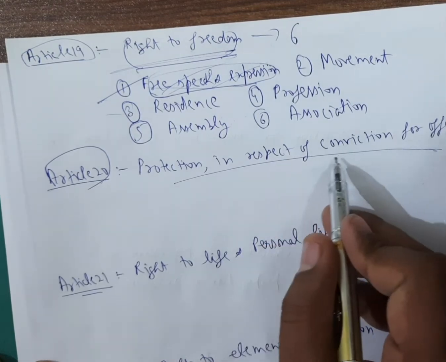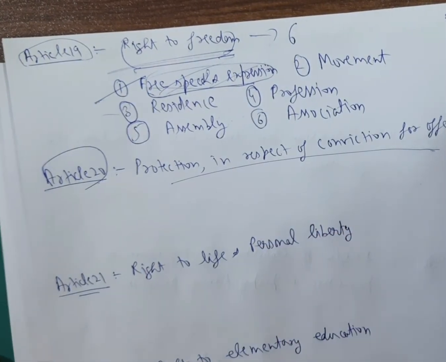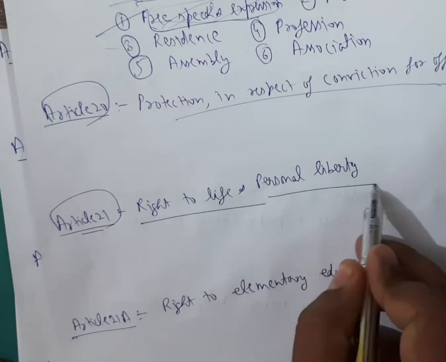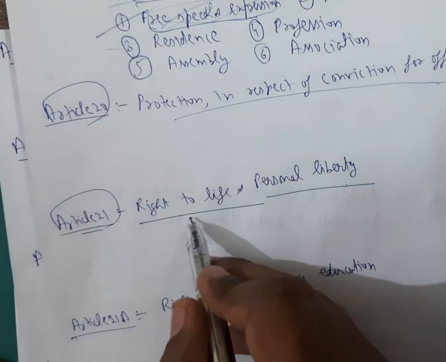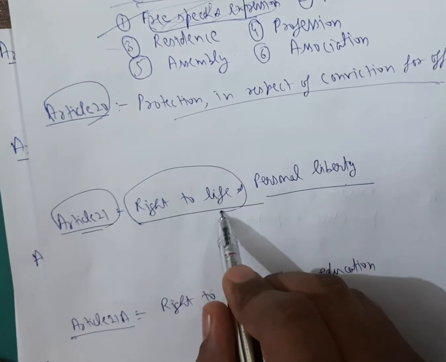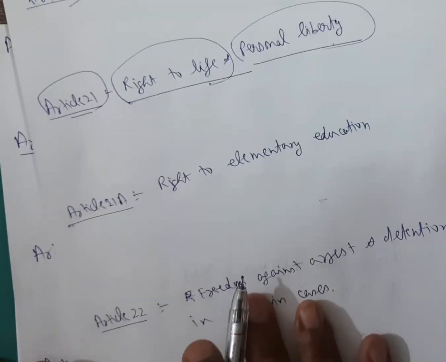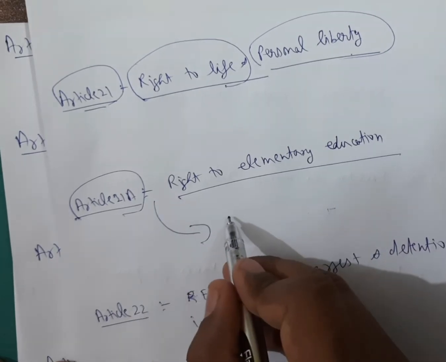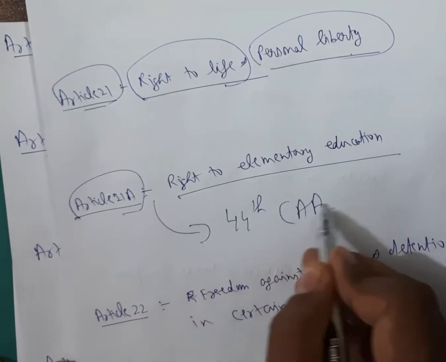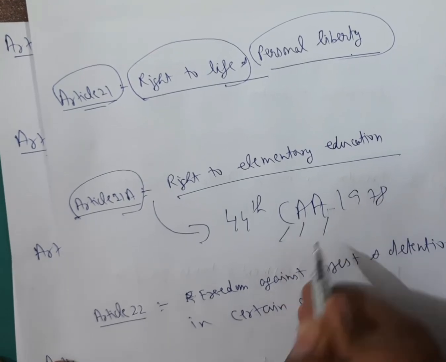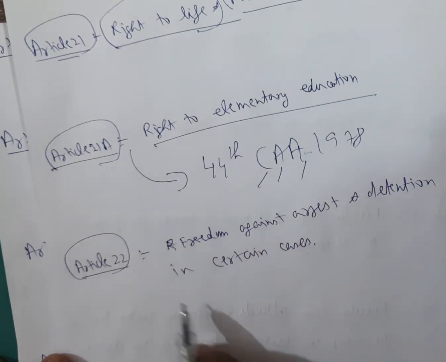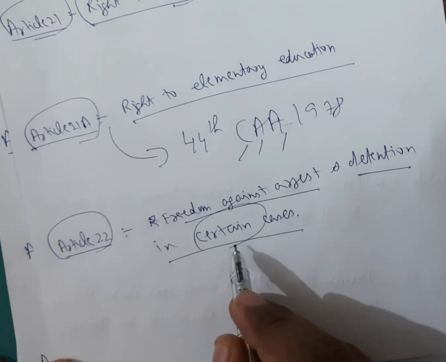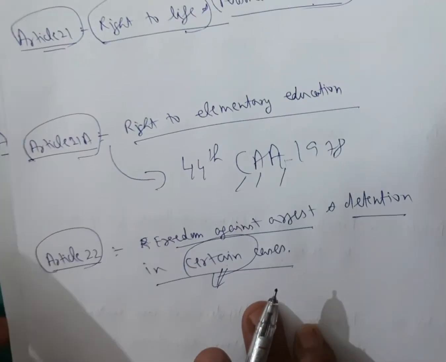In respect of conviction for offenses, there will be protection given by the state. Article 21 is the right to life and personal liberty. Everyone has the right to life and personal liberty. Then we go on to Article 21A, that is the right to elementary education. And you know that this was added in the 44th Constitutional Amendment Act of 1978. Okay, and then we go on to Article 22, and that is freedom against arrest and detention in certain cases. So remember it. That is Article 22.